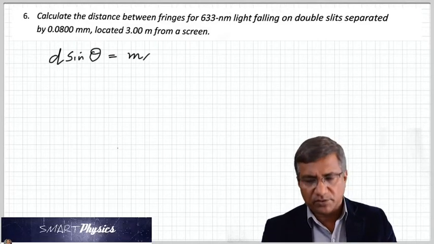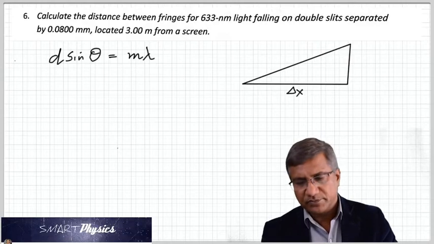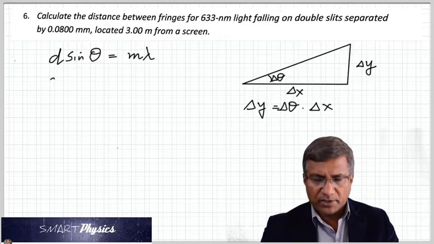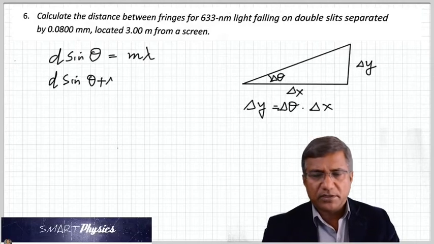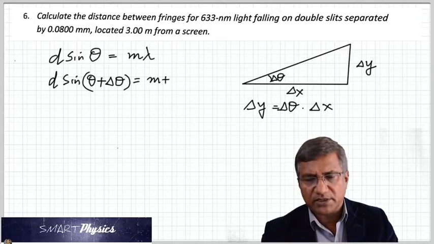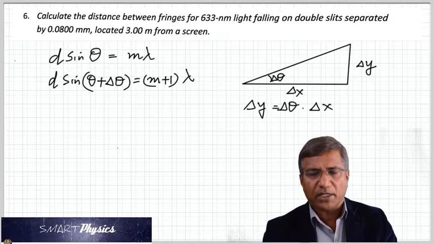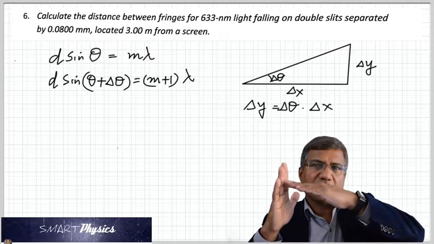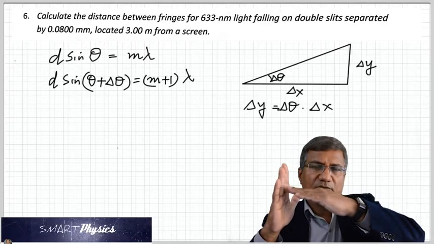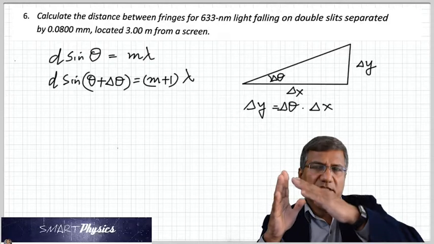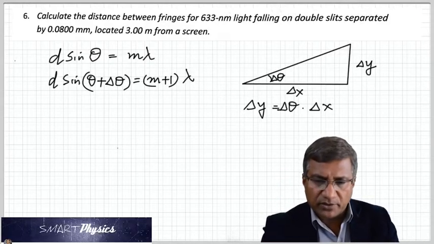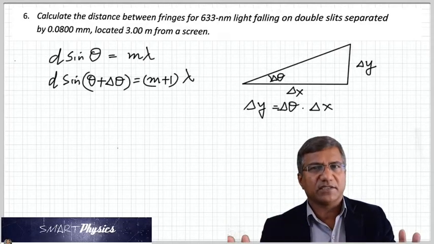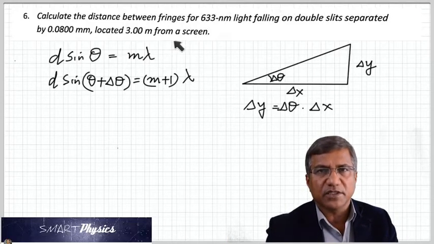So d sine theta is equal to m lambda, because again we're talking about maximum. I set up this diagram here, which I will explain shortly. d sine of theta plus delta theta is m plus 1 lambda. Let me explain that first. For a certain angle, you get the third maximum on the screen, but for a slightly bigger angle, you get the fourth. From the third to the fourth, the angle changes a little bit, so the value of m went up by 1. If it was 3, it became 4; if it was 4, it became 5. That doesn't matter, because we're going to take the difference between the two equations.